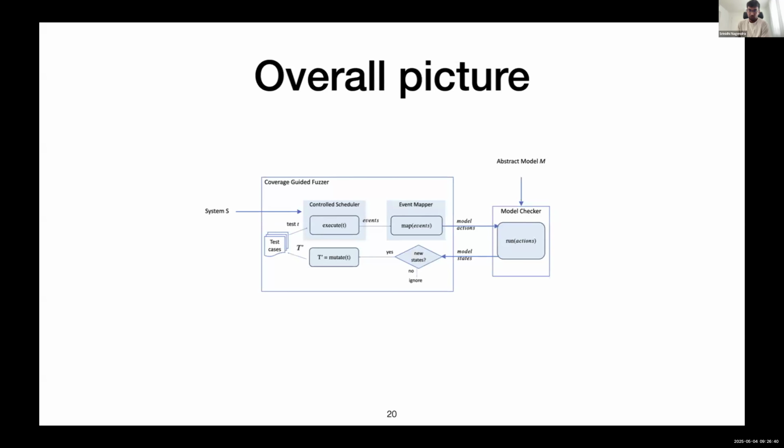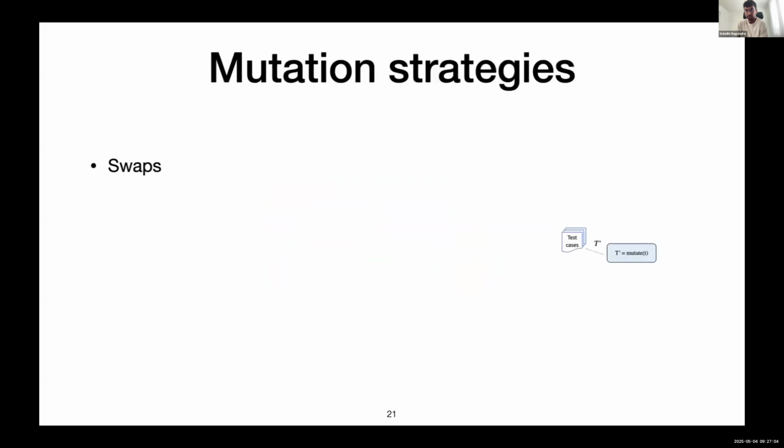Okay, that brings us to the complete picture of what we do. We take test cases, we execute them on the implementation, we get events, map them to actions, run them on the model, get the coverage information, and mutate. So the only part remaining here is what are our mutations and what do we do to mutate a given input to get new inputs. And the answer is swaps. This is a bit hacky. We don't have an exact idea of why this works, but we observe that it works.